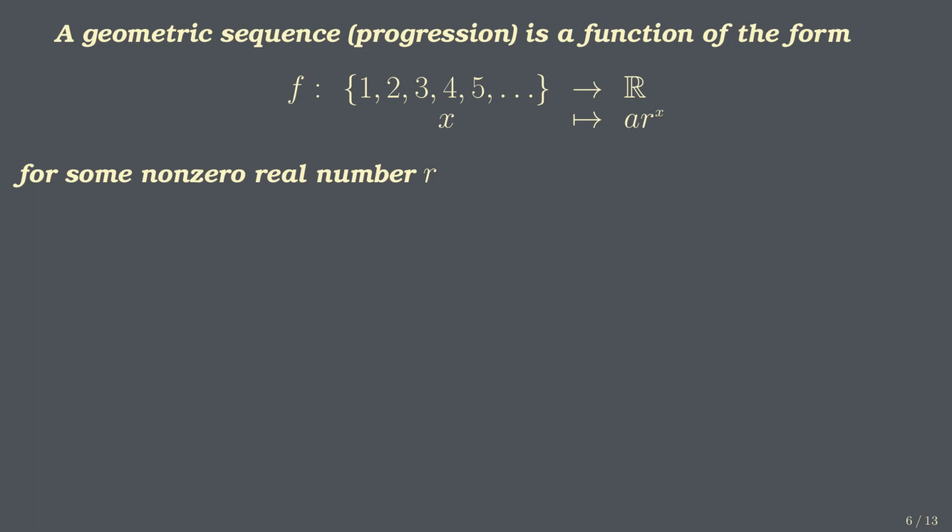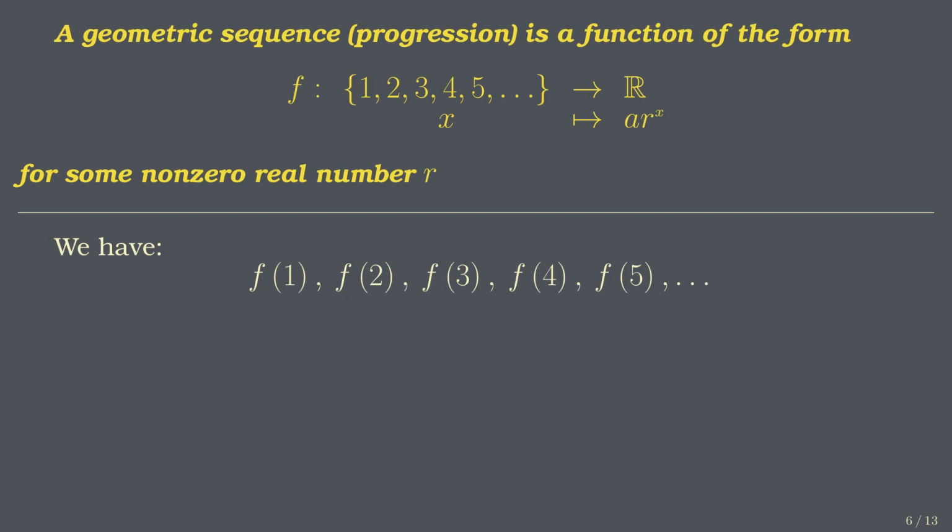Now let's talk about a geometric sequence, or geometric progression. It is actually a function of the form a times r to the x, where a and r are some real numbers, and we require that r should be non-zero. This looks like an exponential function, but remember that in the definition of an exponential function, we require that a should be different from 0, and moreover r should be positive and different from 1. So in this case, we do not call this an exponential function, because we only require r to be different from 0.